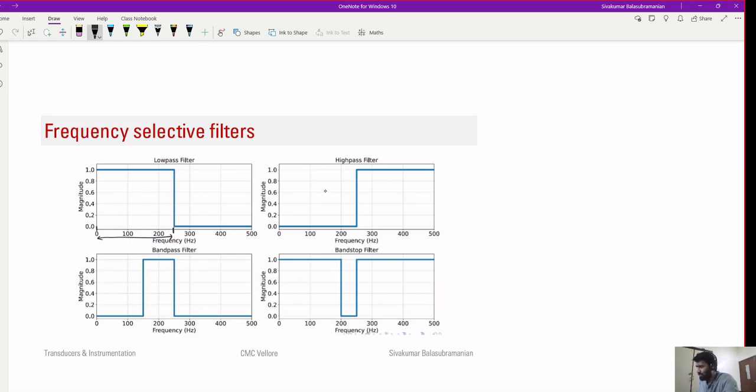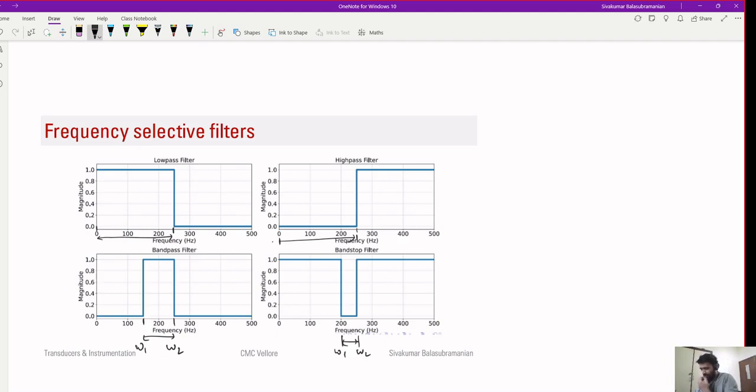And the opposite of this would be a high pass filter, where the filter rejects everything from 0 to a particular frequency and allows everything above that particular frequency. A band pass filter is a filter that only allows a range of frequencies within a band between, let's say, omega 1 and omega 2, and everything else is rejected. And a band stop is the opposite of band pass. Everything in the band omega 1 to omega 2 is rejected, and everything else is passed through.